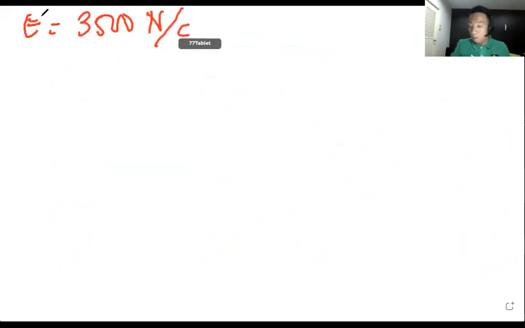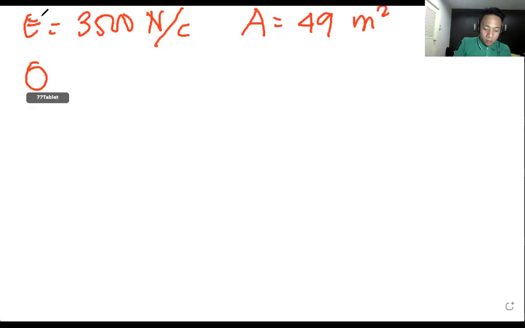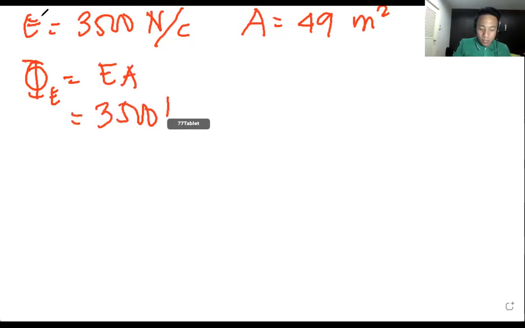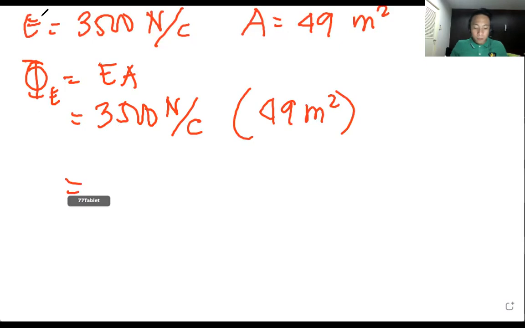Our given is our E, or our electric field, which is 3,500 newton per coulomb. And the area of the plate is 49 meter square. So what will we do? We don't have any angle, so we just multiply. So we have phi equals EA. For E, we have 3,500 N/C multiplied by 49 meters squared. So we will just multiply them.